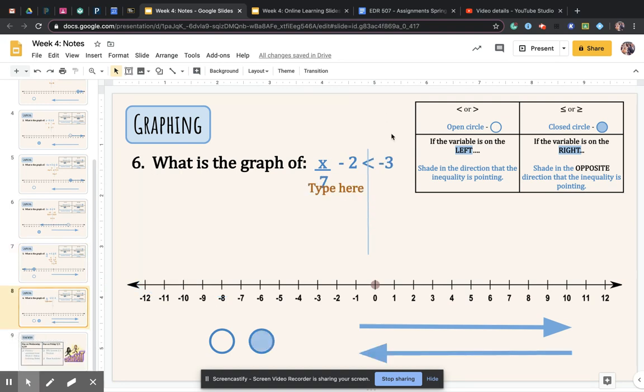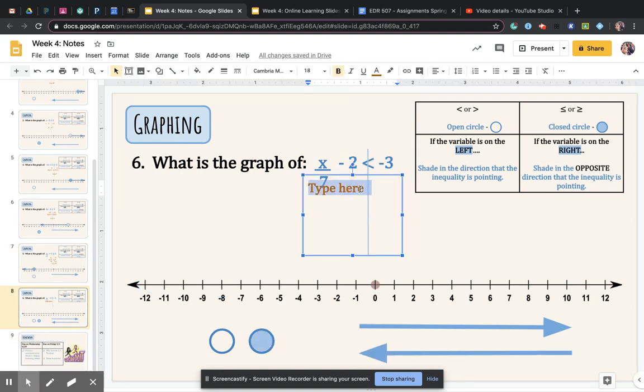So one more, and then we're done here for the day. So I am going to, same process, add 2 to both sides first. And then I'm going to be left with x divided by 7 is less than negative 3 plus 2 gives us a negative 1. All right, let's move this over just a tad.